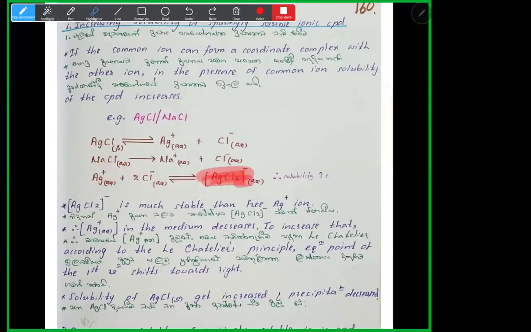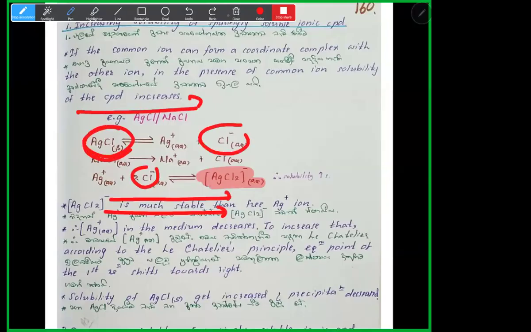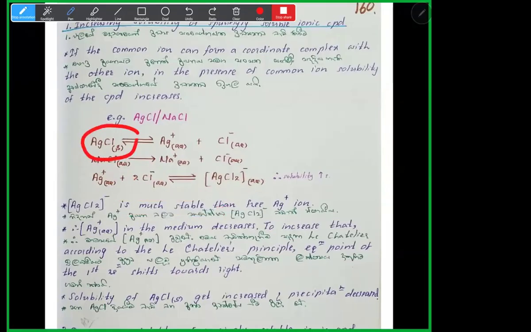So this is more stable, so that this Ag+ is decreasing. To increase that, the reaction is moving forward, more and more, giving extra Cl- to the medium, so that AgCl is dissolving. Clear that? So solubility is increasing.